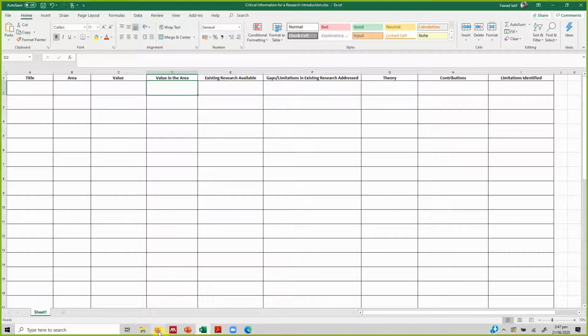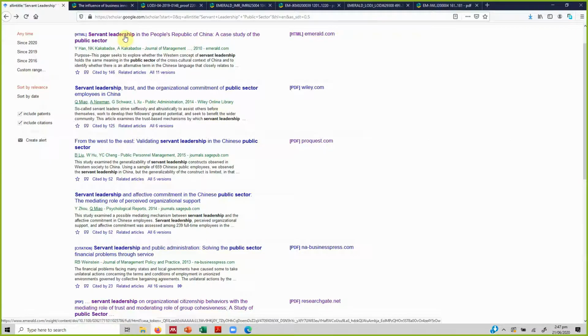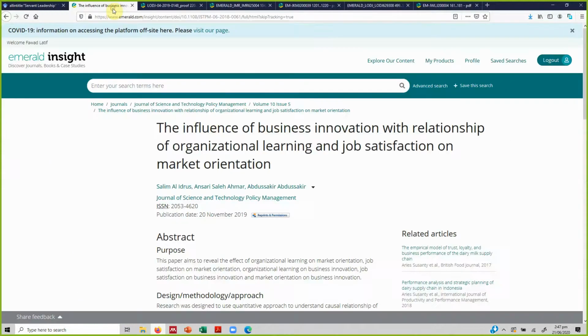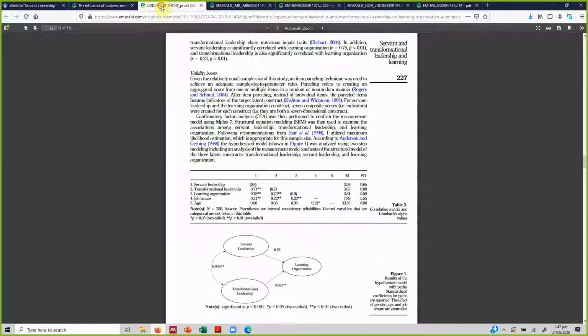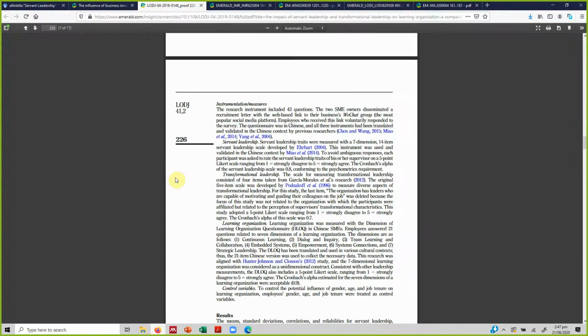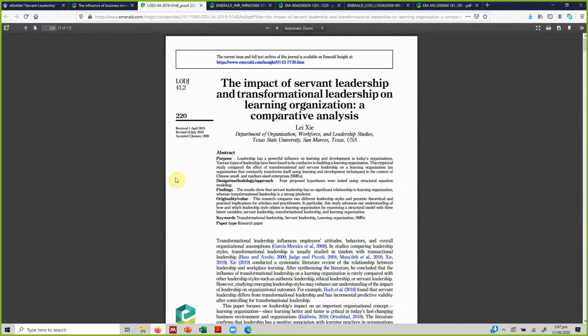Now, what I did was I only used one database, Emerald. Now, using Emerald, what I did was I found a paper, and this is the paper that I found. The impact of servant leadership and transformational leadership on learning organization, a comparative analysis. The paper was accepted in January 2020, so it's a very latest paper.